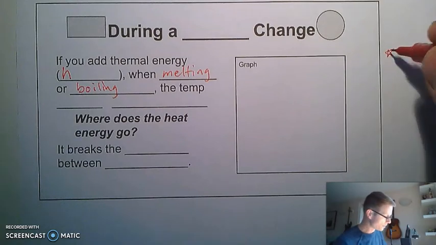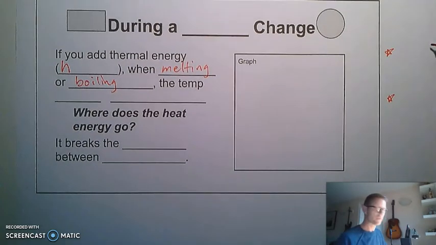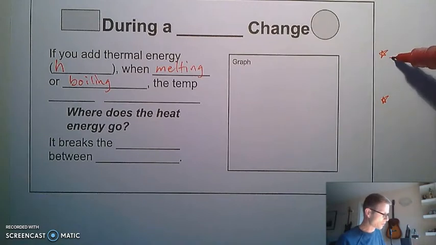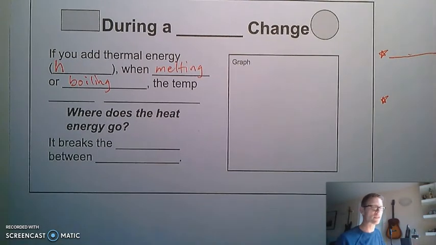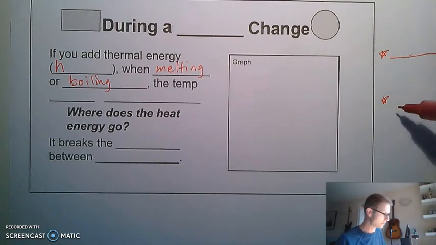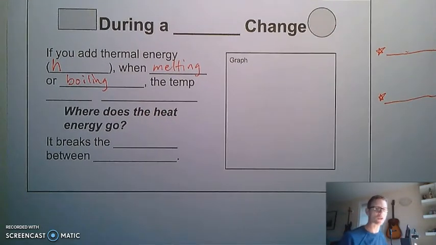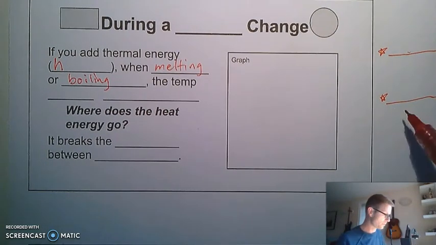Now over here, I want you to put a note. It could go melting, but that could also be freezing. Freezing going the other way is melting. I want you to make another note over here. Boiling the other way is called condensation. I want you to make those notes there. That's how I'll know people are listening.